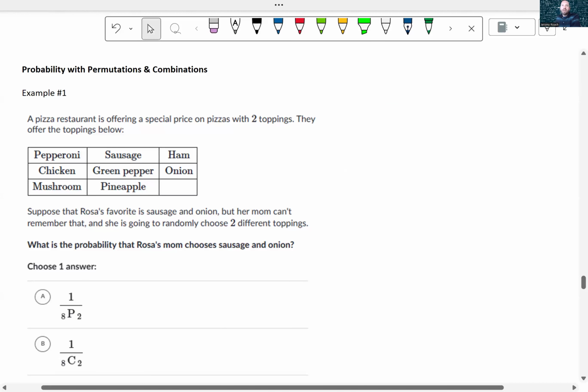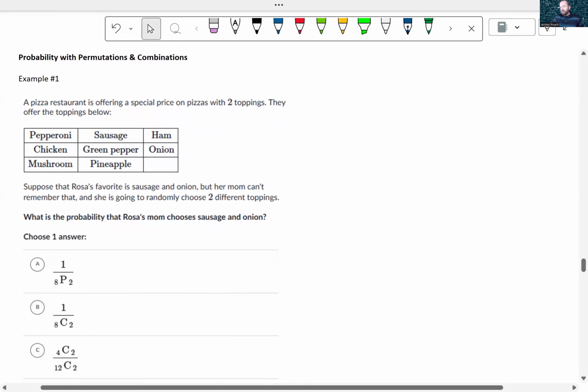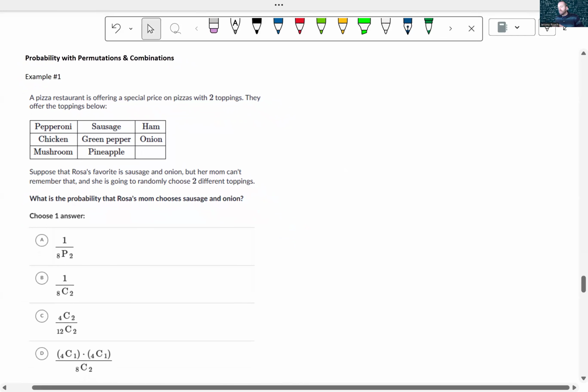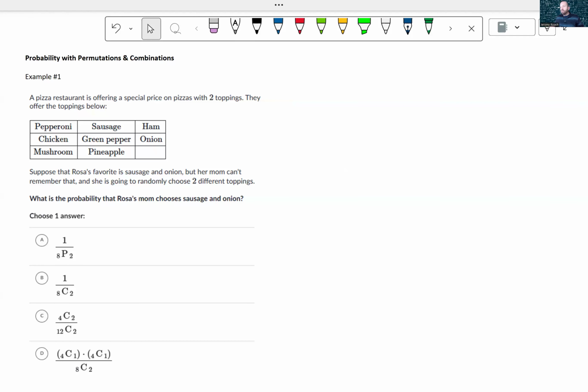All right. The next section is on probability with permutations and combinations. In this section, we have to identify if we're dealing with a combination or if we're dealing with a permutation. So that's the first thing we have to do. And then we have to identify what the probability is. Is there just one possible outcome, or are there more than one possible outcomes? And how do we write that possibility in terms of a permutation or a combination?